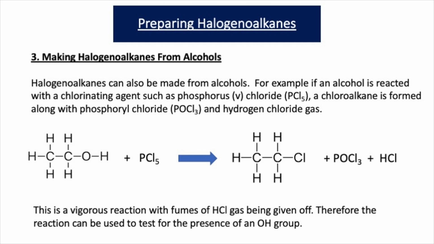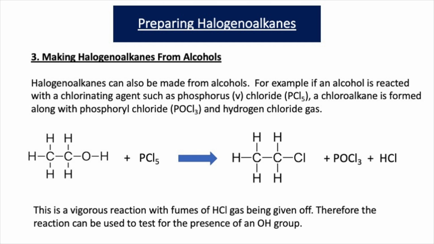Now a third way to make a halogenoalkane is from alcohols. Now there are a number of different ways this can be achieved, and we will discuss these when we study the alcohols topic. However, one way you can convert an alcohol to a halogenoalkane is to use a chlorinating agent such as phosphorus 5-chloride, sometimes called phosphorus pentachloride.